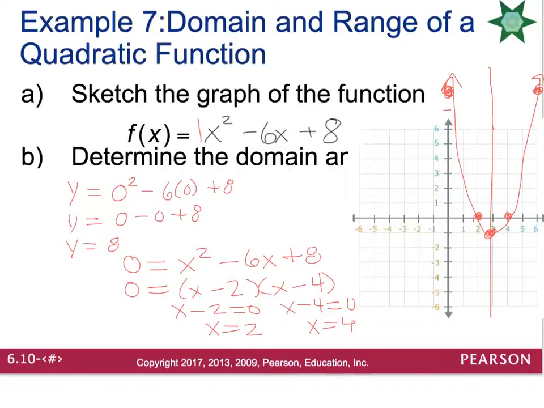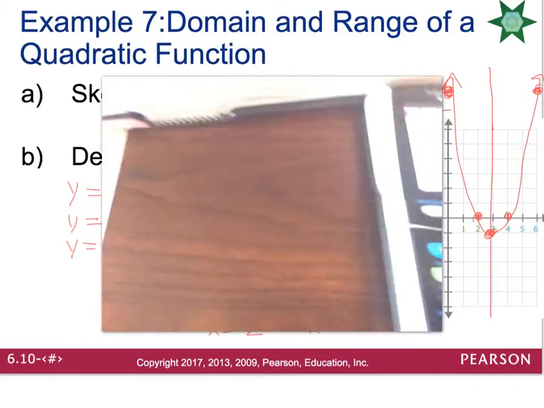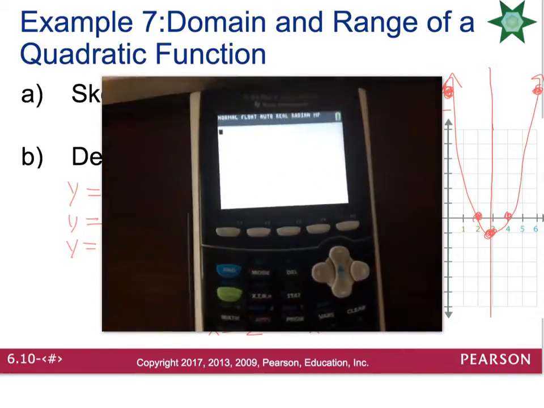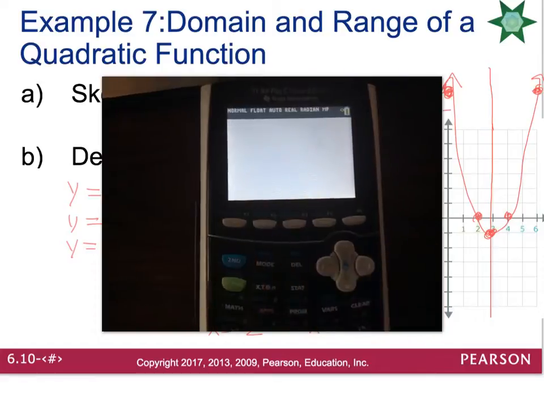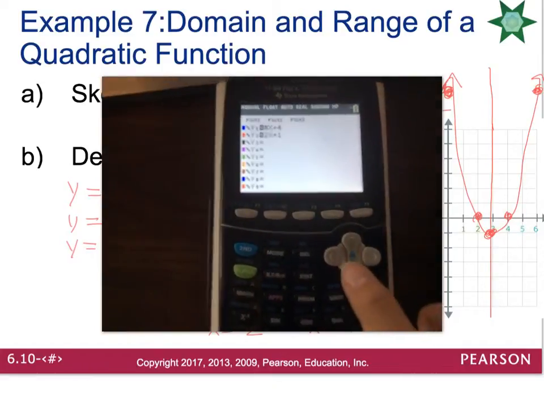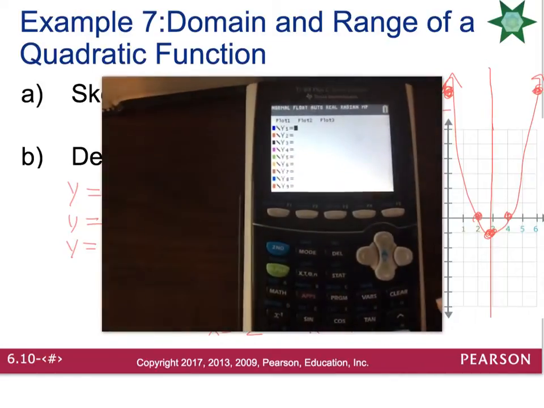Now, I personally always like to check my answer on my calculator. So let me show you how to do that really quick. On my calculator, first thing I'm going to do is turn the calculator on. Then I'm going to hit the button that says y equals. I'm going to clear some stuff out that I have in there. And then I'm going to type in the equation.